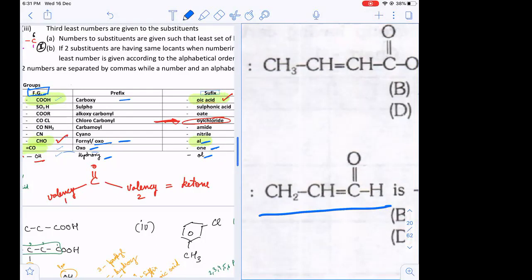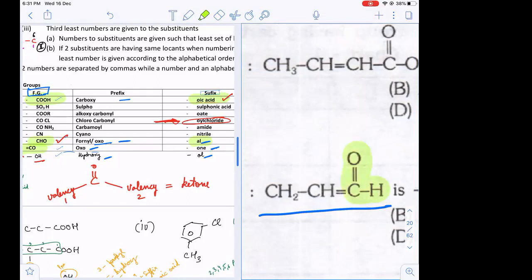Please identify the functional group in this one. Sir, which question? I have underlined it with the blue. Is the person aldehyde? Yes, it is the aldehyde. You are correct. This is the aldehyde. This is the CHO.